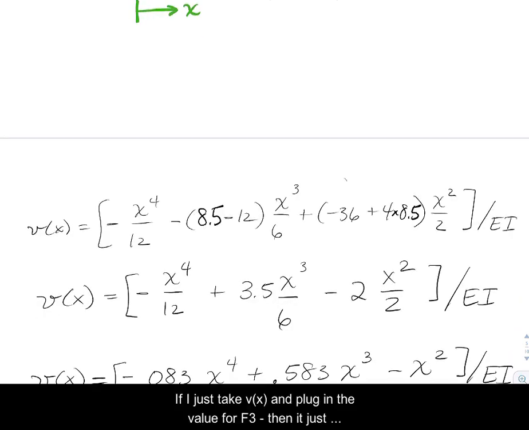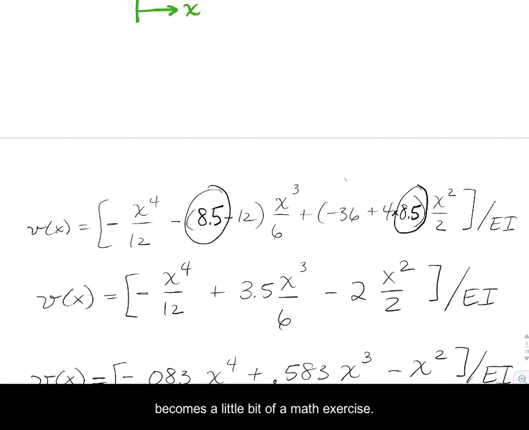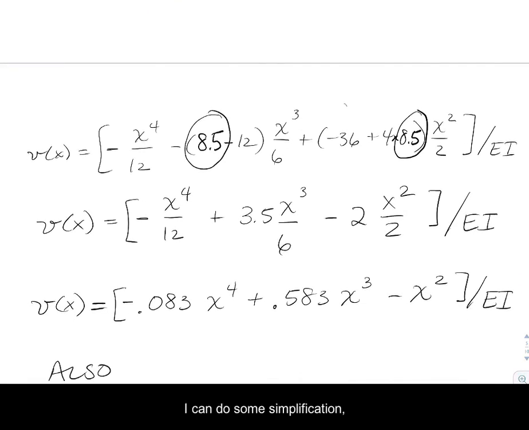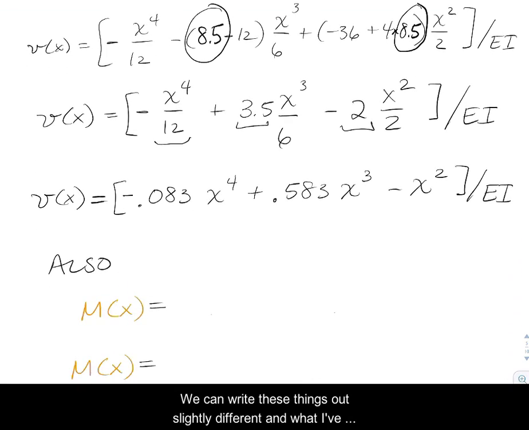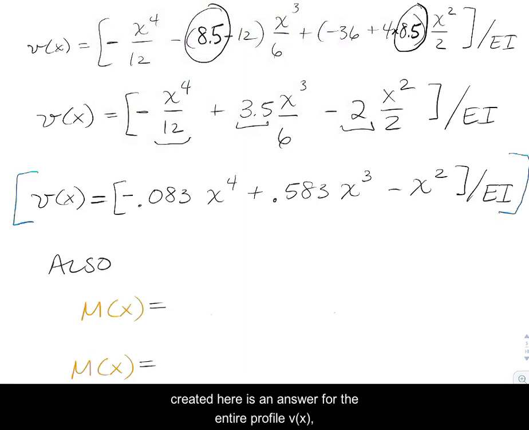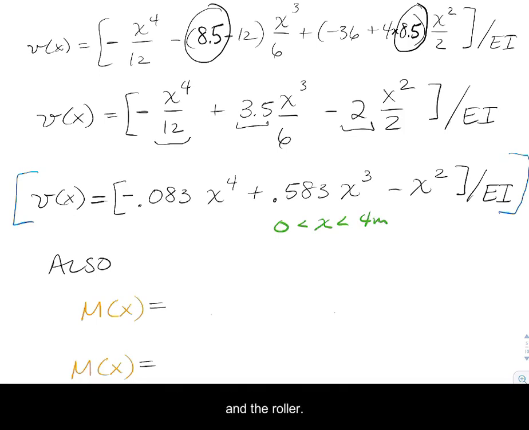If I just take v of x and plug in the value for F3 that I found, then it just becomes a little bit of a math exercise. I can do some simplification. I can write these things out slightly differently. And so the other thing that I've created here now is an answer for the entire profile. However, this is from 0 to 4, only between the wall and the roller.